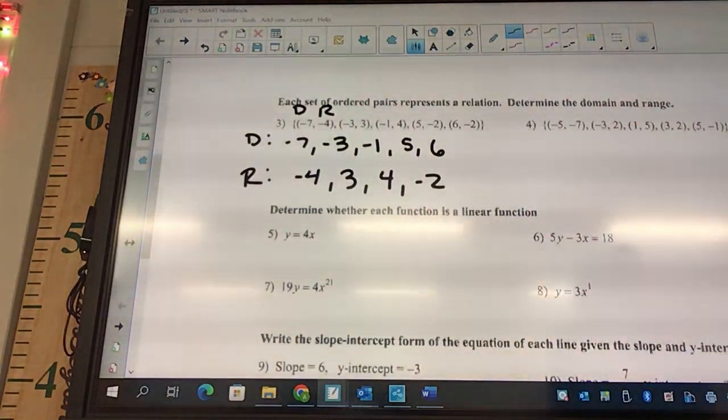That's it. Why? Because you can't put two -2s. We don't repeat it.